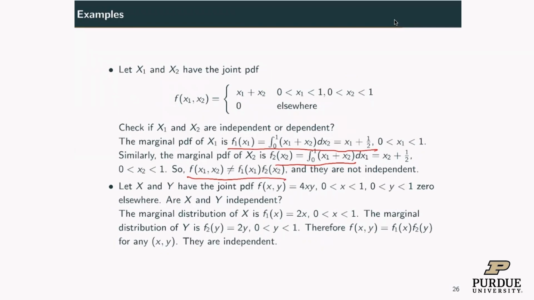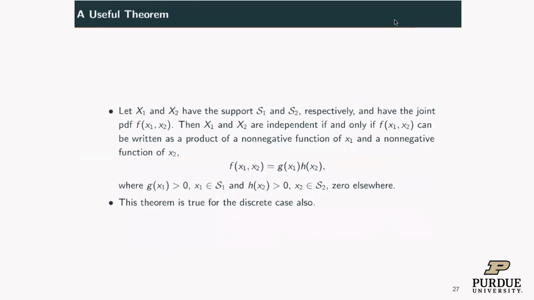For this example, x and y have the joint PDF f(x,y). Now the support. Are x and y independent? You can get the marginal for x1. You can get the marginal for x2. Now you can easily verify the joint is the same as the product of the marginals. So x and y are independent. That is a useful tool to check independence.